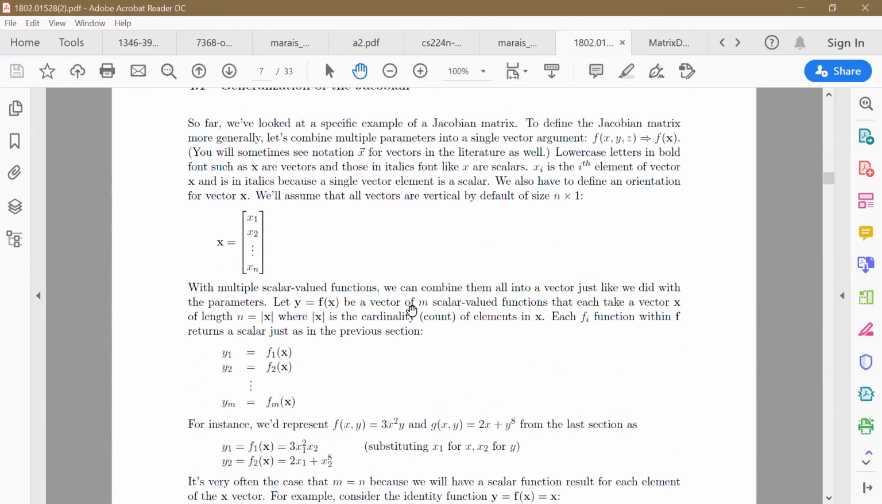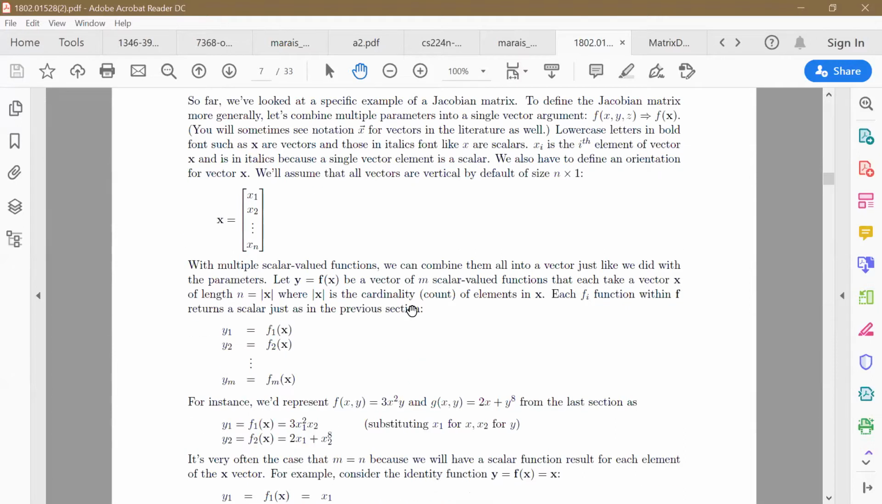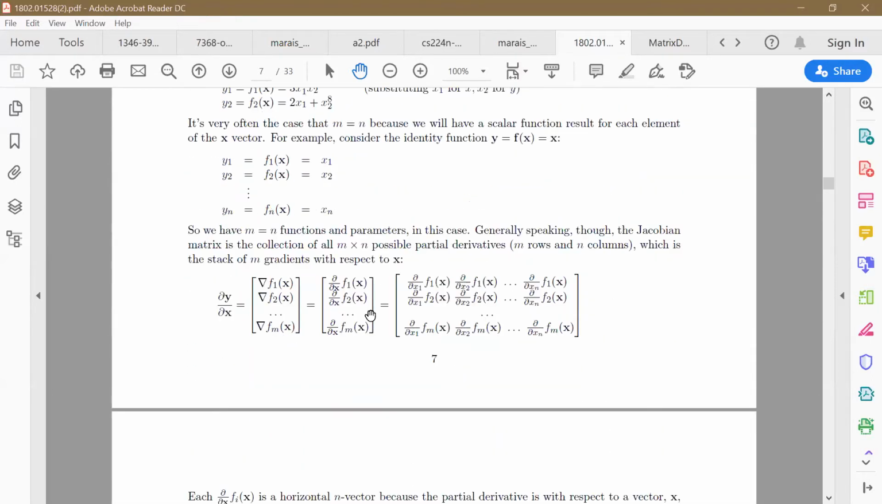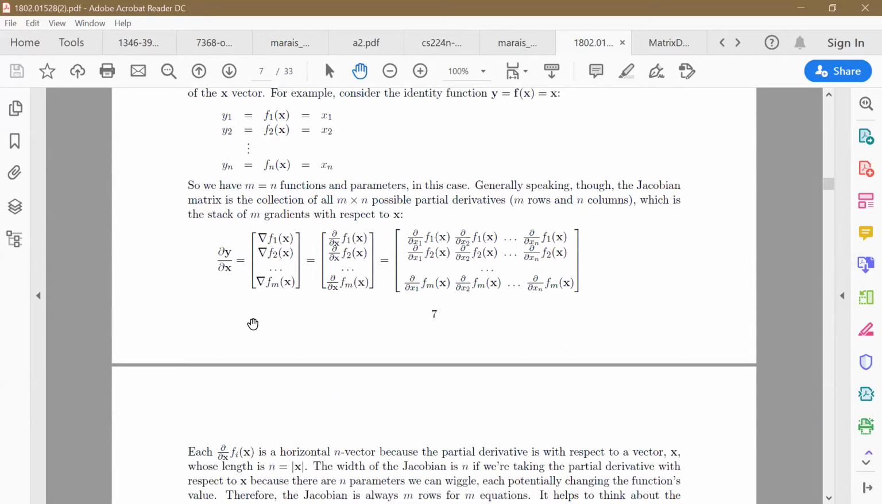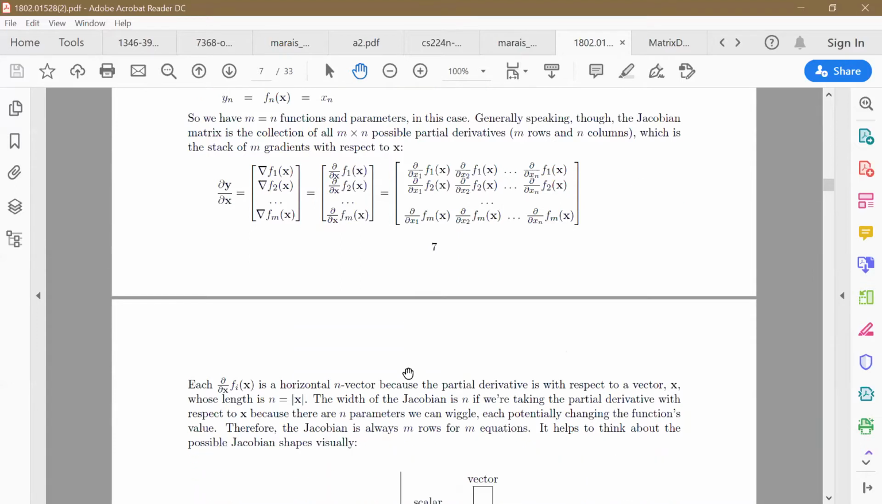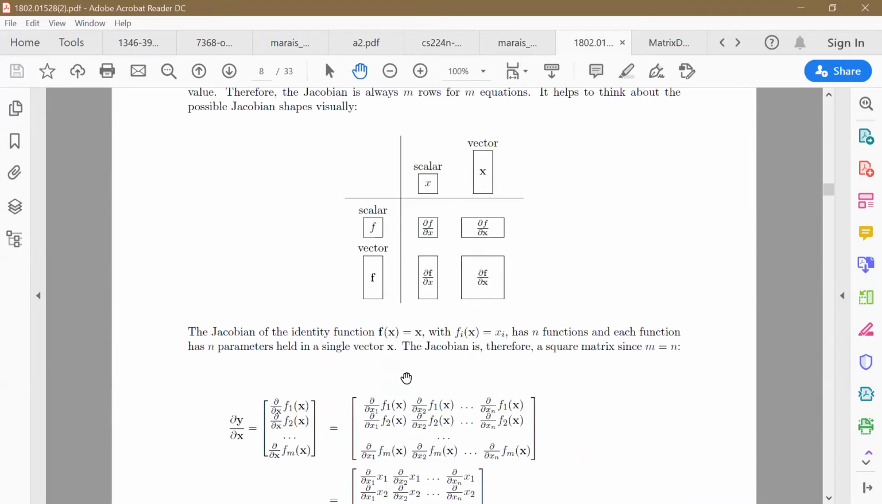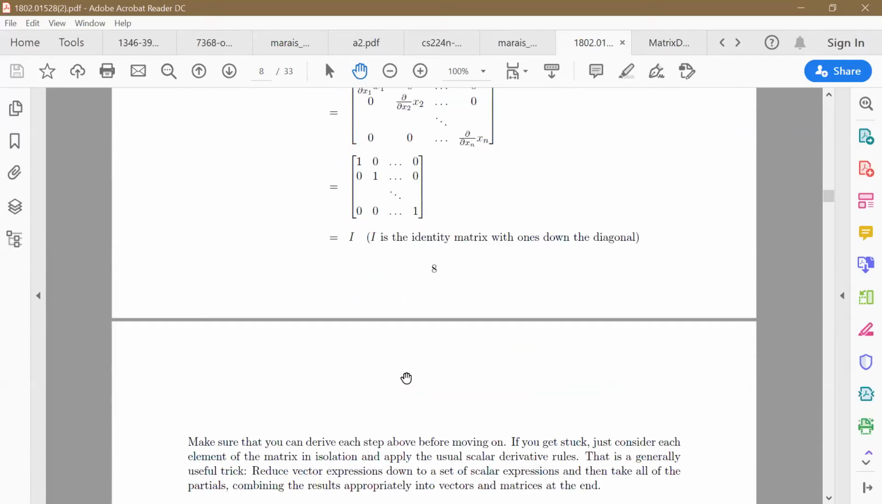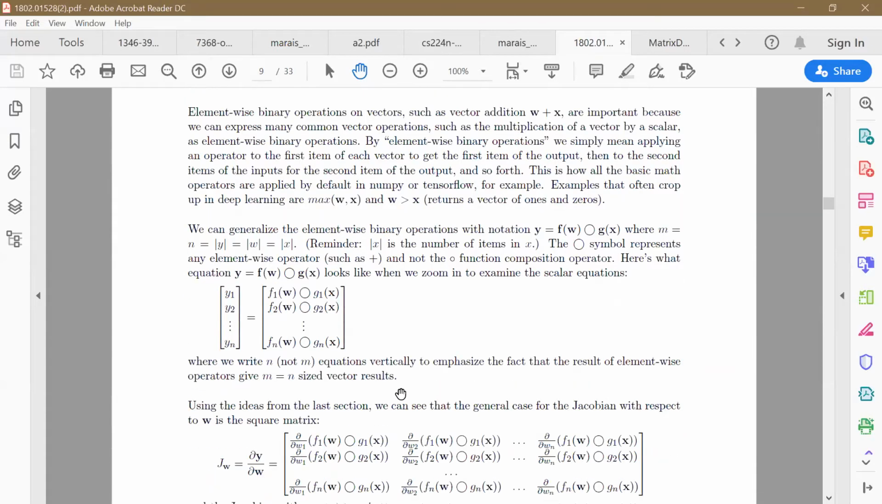Okay, so this is the part where they generalize the Jacobian to many dimensions and many different functions, and it looks very similar to what you saw. It's just that it's got a higher dimension, a higher number of rows and columns. This we'll be reading through. I'm not going to go through that in any more detail.